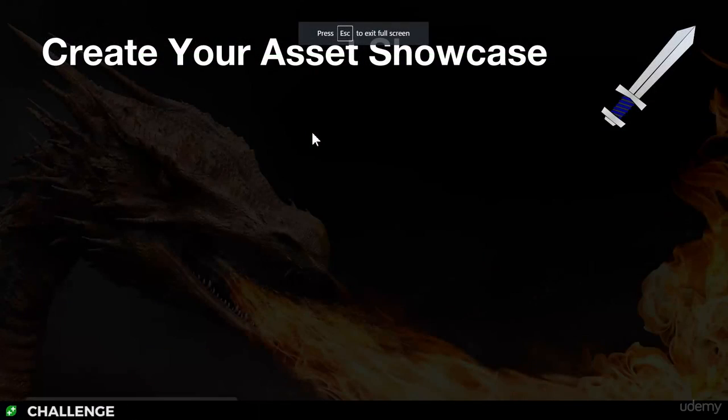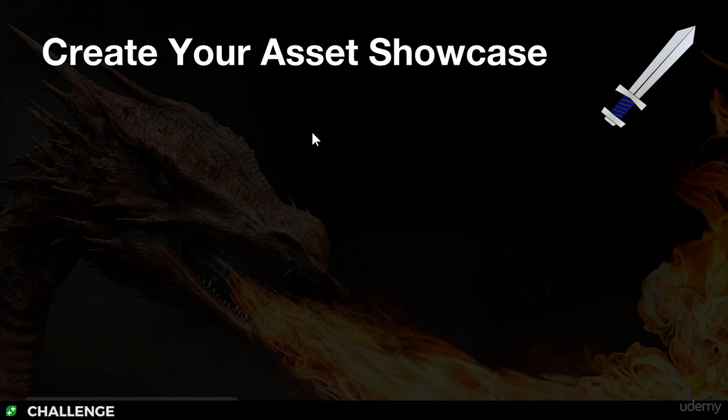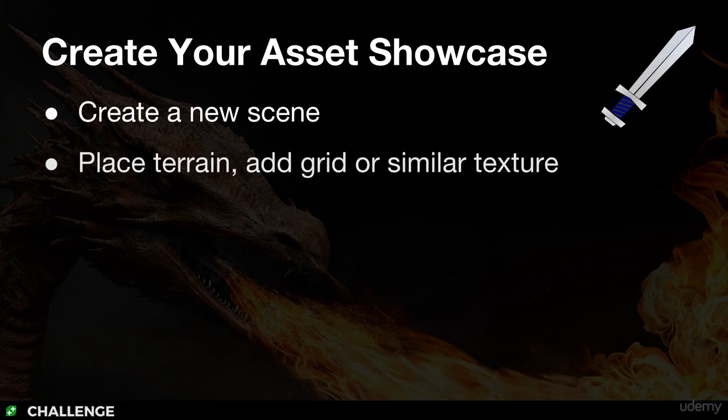So over to your challenge, you guessed it: create your asset showcase. Create a new scene, and in that scene, place terrain, add a grid or similar texture. I'll provide you those simple textures that I made with grids on them. Do whatever you like. I'd recommend having it flat and not putting in a lot of crazy terrain. You can have it just as a flat ground plane. You can have it as whatever you like, my friends. This is entirely your project. I'm just showing you the process that we're going through.